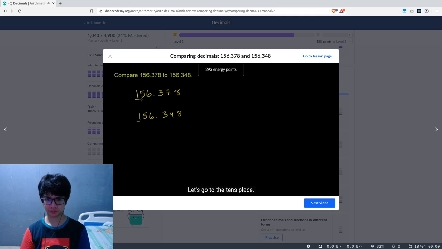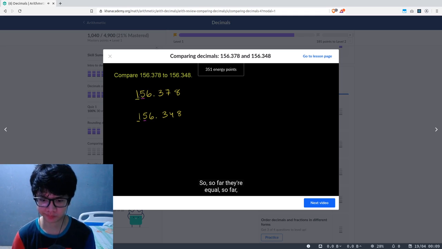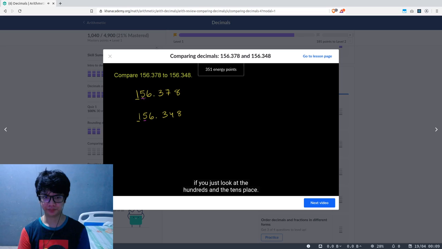Let's go to the tens place. We have 5 tens here, which is 50, and we have 50 right over here. So far, they're equal if you just look at the hundreds and the tens place. Let's go to the ones place. We have 6 ones here, which is really just 6, and you also have 6 ones. So far, they're equal again. Let's go to the tenths place, 3 tenths, 3 tenths. Let's go to the hundredths place. So we're going into smaller and smaller places.